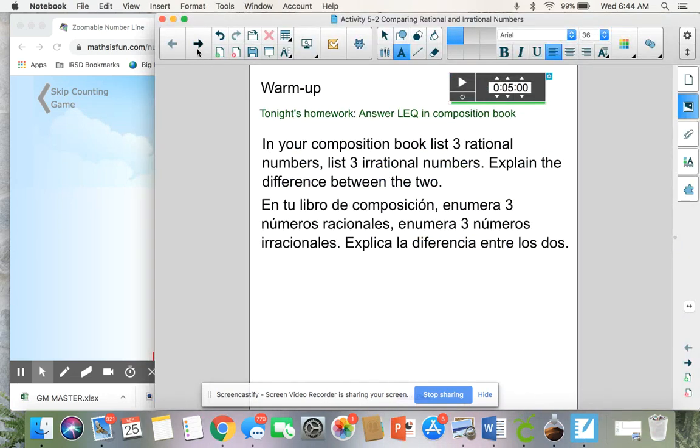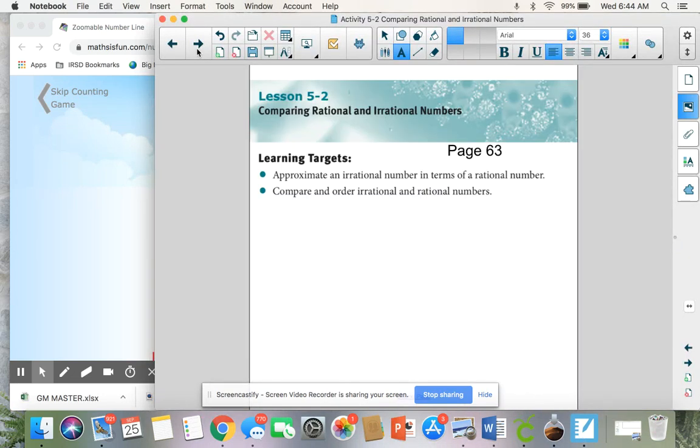Okay, so today we are back in activity 5.2. And activity 5.2 is on page 63. So right now, go ahead and open up your books to page 63 as we go over our learning targets for the next couple of days.